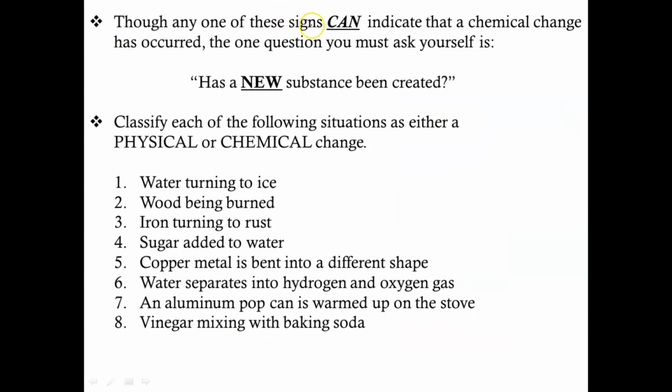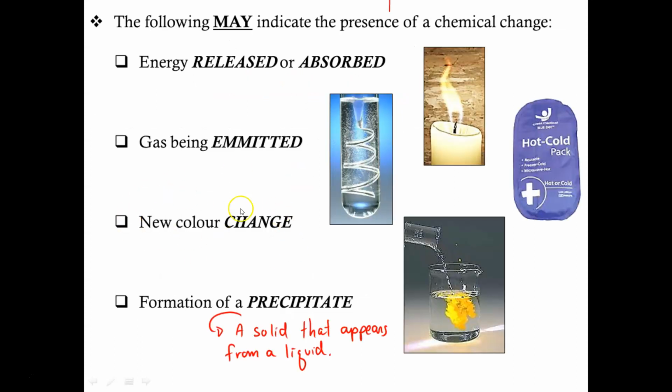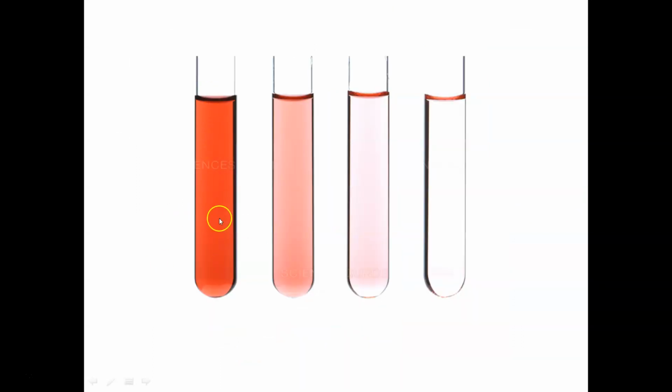Though any one of those signs can indicate that a chemical change has occurred, the one question you must ask yourself is, has a new substance been created? So just because I have a color change doesn't mean a new substance has been created. So take for instance, let's say I had some grape juice. Then I added some more water to it and now it's not as sweet.